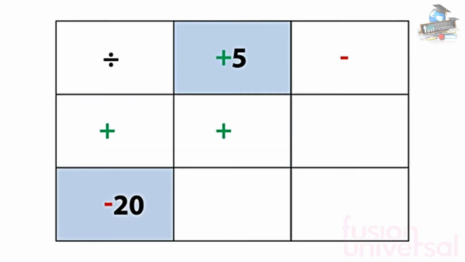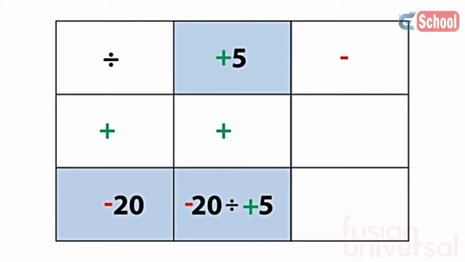Next, a negative number divided by a positive number. Negative 20 divided by positive 5. This works out to negative 4. A negative divided by a positive gives a negative answer.